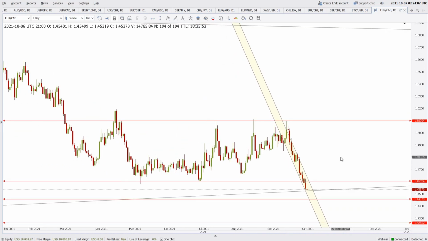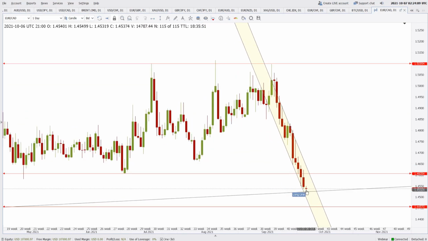But if they fail to do so, if the price breaks below this, then 1.4457 is going to be the next target for this market.